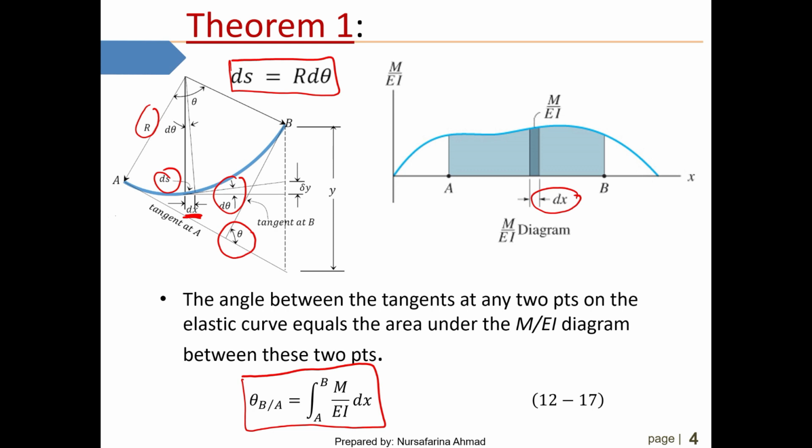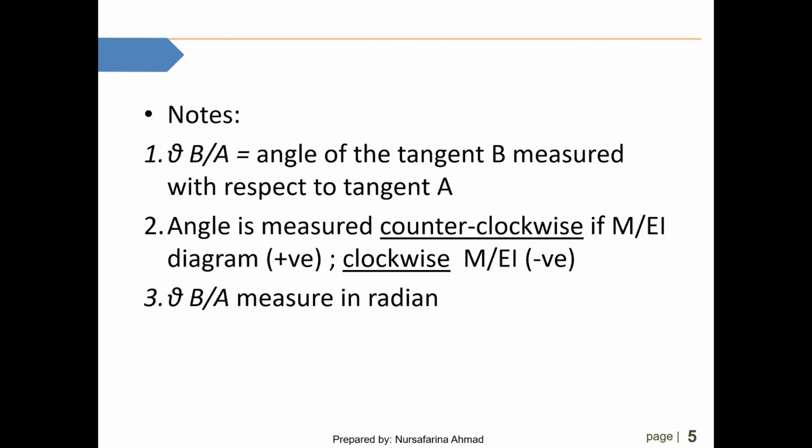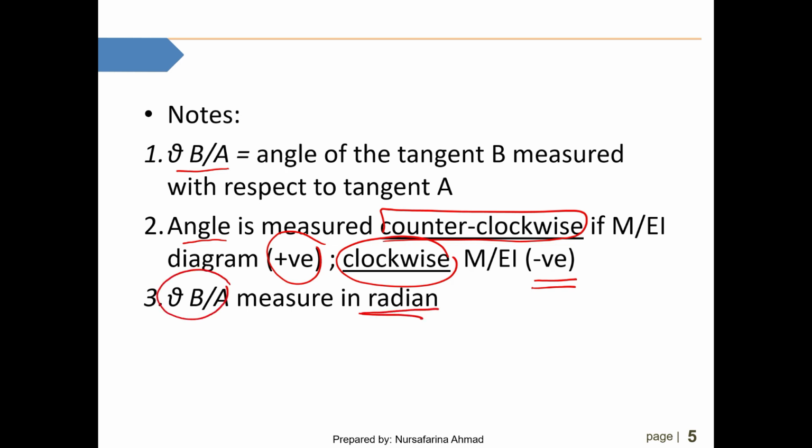The first moment area theorem states that the total change in slope between A and B is equal to the area of the bending moment diagram between these two points divided by the flexural rigidity EI. There are rules for the first theorem. 1. Theta B/A equals the angle of tangent B measured with respect to tangent A. 2. The angle is measured counterclockwise if the M/EI diagram is positive, and clockwise if the M/EI diagram is negative. 3. Theta B/A is measured in radians.